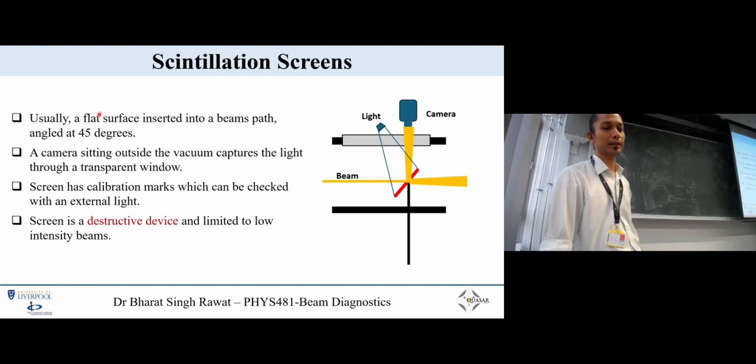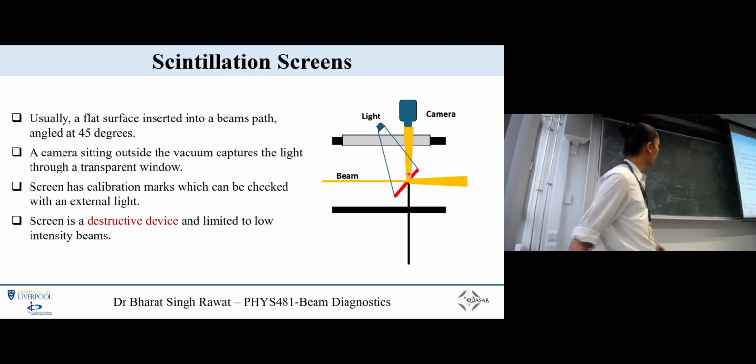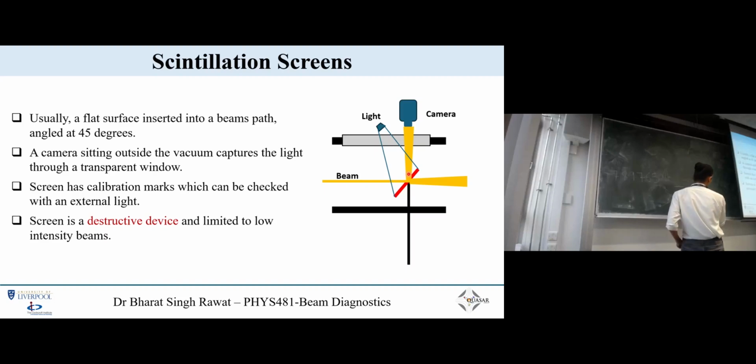Any guesses why it's 45 degrees? Why not 60? Why not 30? It will be in coming slides. You will usually see we only keep it at 45 degrees. Can you guess it from this figure? I think it should be straightforward. So let's say this is your beam, and your check.